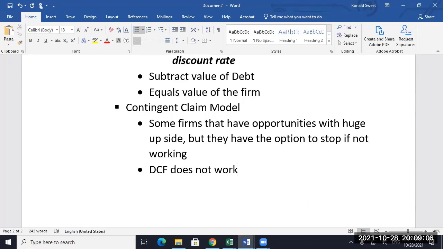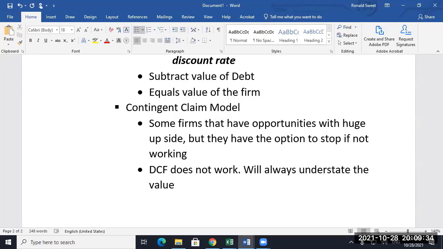So if you use DCF for these firms, it will always understate the value. Because the market's saying, hey, you know what? There's a small chance of this massive return. That's worth something. Just like an option. You have an option that has a 96% chance of expiring worthless. But boy, it's got a 4% chance of making you 80,000%. That has some value to you, right?